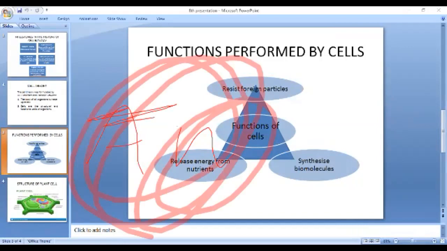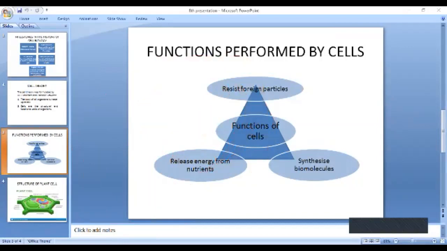So how does a cell release energy from nutrients? The cell will release the energy from nutrients while we are taking food. We all know that while we are taking food, there is digestion. What will happen after the digestion? The nutrients are absorbed into the blood, is it? So while the nutrients are absorbed into the blood, what happens?